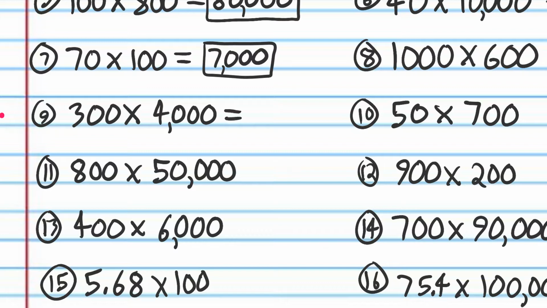So what we do here is we multiply 3 times 4 to get 12, and then we just add the total number of zeros that are in both these numbers. So 1, 2, 3, 4, 5. So we get 1,200,000.